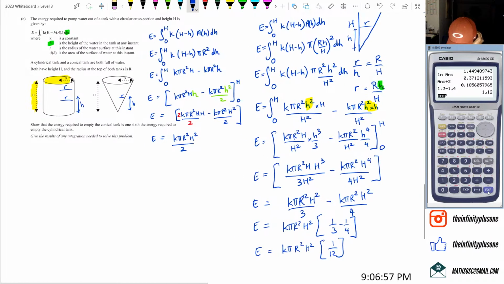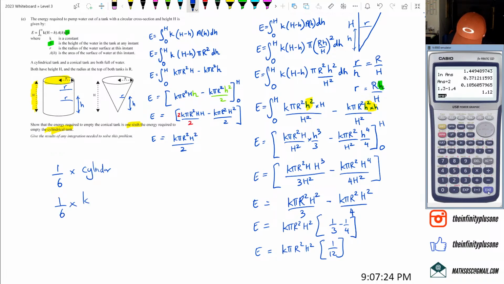Now if you look at the question itself, it says show that the conical tank is 1/6 the energy required for the cylindrical tank. So if you actually take 1/6 of the cylinder, 1/6 times K pi R squared H squared over 2, which is from here, equals 1 over 12 K pi R squared H squared, which is what we got here.